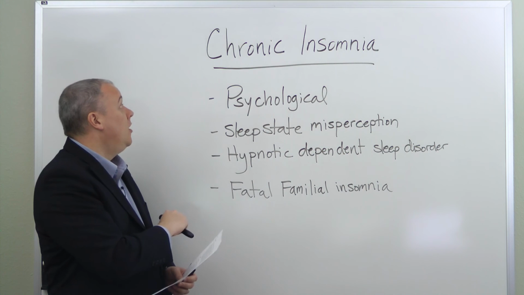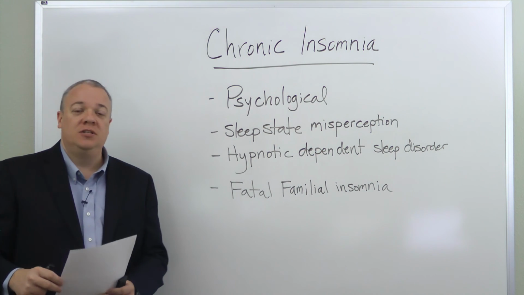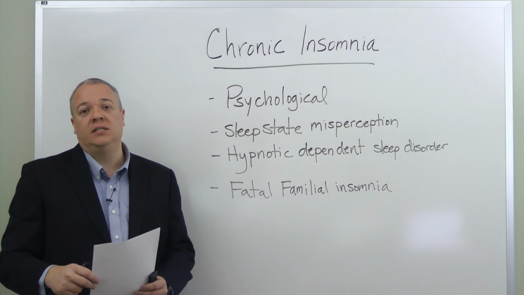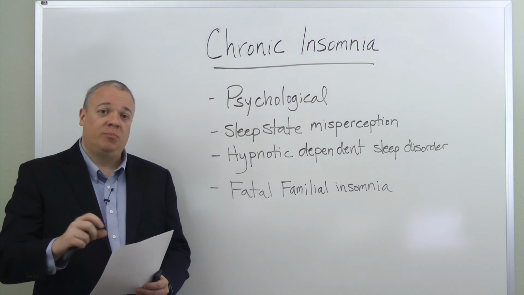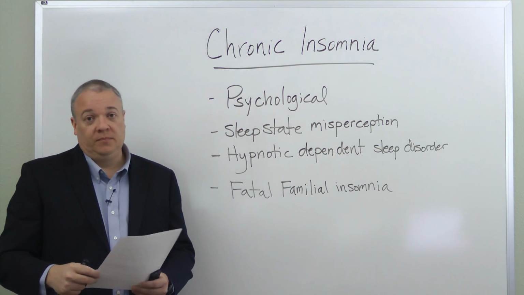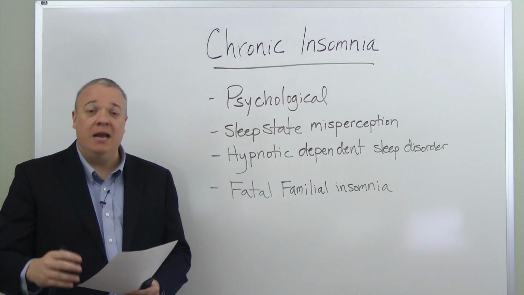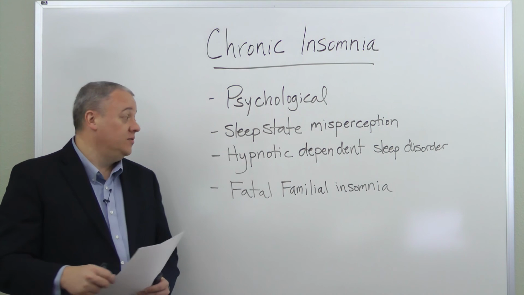Another, and the final one we'll talk about under chronic insomnia, is fatal familial insomnia, and this is a genetic disorder. In this particular form of chronic insomnia, you have a situation where the person is genetically, because of a protein that is tweaked, completely unable. It's a neurological disorder. They are unable to sleep. And of course, this is very damaging to our health, and it is fatal.